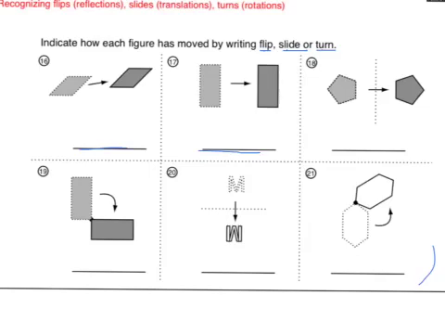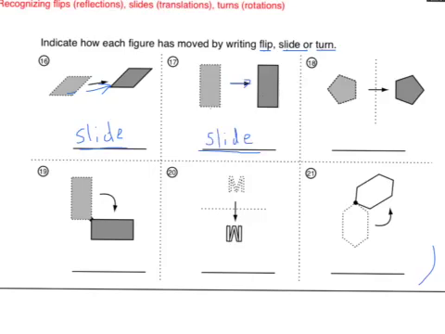All right, so you should have already done these. This is a parallelogram, and it's showing it just sliding straight over to there without doing any twisting, turning, flipping. And so we'd write slide right there. All right, and then on this next one, same thing here. The arrow shows it just sliding across, so that's a slide.